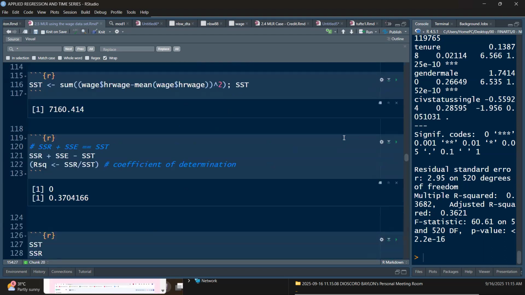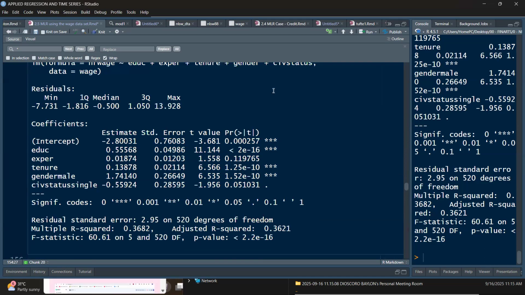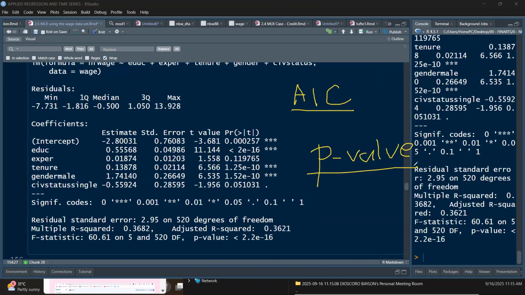So what's the difference? Why does this stepwise regression not lead into the same solution? Now, the reason is there are two types of stepwise. There are 2 methods actually. So you have the AIC method and the p-value method. What we did a while ago was to base our stepwise regression on p-value. If the p-value does not satisfy the requirement of 0.05, then we delete that variable.